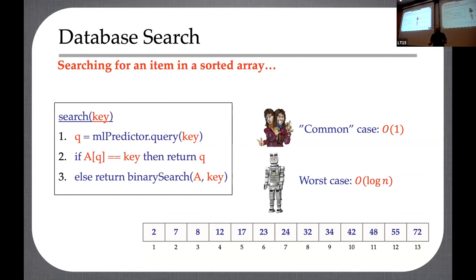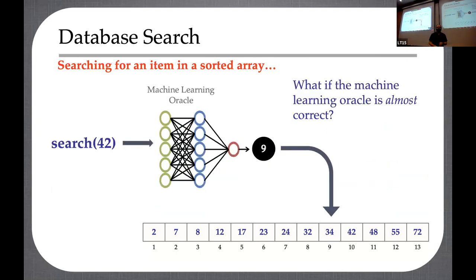We have a good trade-off: if it's good, we get something good. If it's bad, we get something bad. What we really want, though, is a smooth interpolation between the two. We would like this not to be a binary good-bad thing, but there to be a range of possible values. So in particular, if the machine learning oracle is almost right, imagine it tells us to look at cell 9, that's pretty good. It's only off by one. We shouldn't have to do a full binary search just to make up for that.